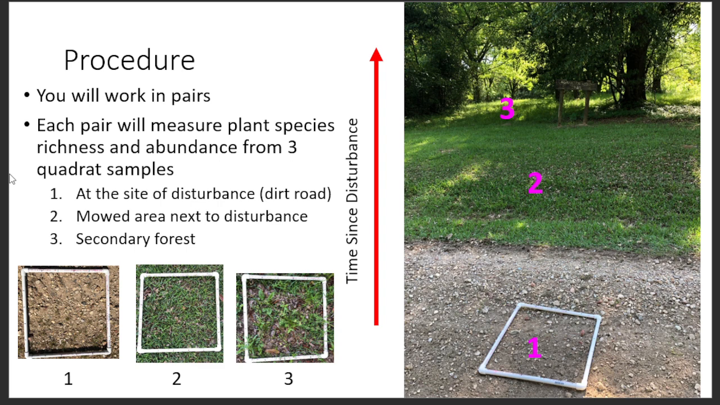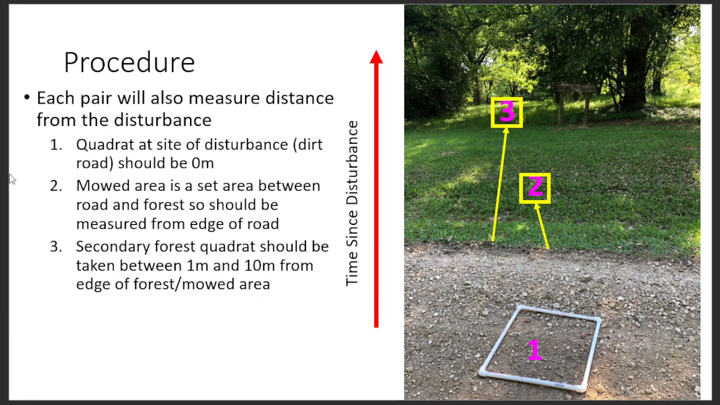Each pair will measure plant species richness and abundance from 3 quadrat samples. So at the site of disturbance, which is the dirt road, you place your quadrat, which is the PVC piping, on the road, on the mowed edge next to the disturbance, right at the forest line. So the first one should be 0 distance.